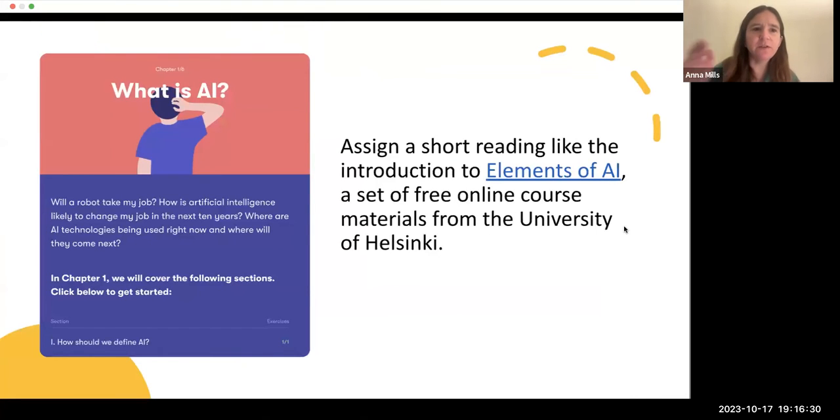Another favorite that I've used for 2 semesters now is a free course from the University of Helsinki on Elements of AI. And the very beginning of that course defines AI in a very accessible way. So I've assigned students to annotate that reading.